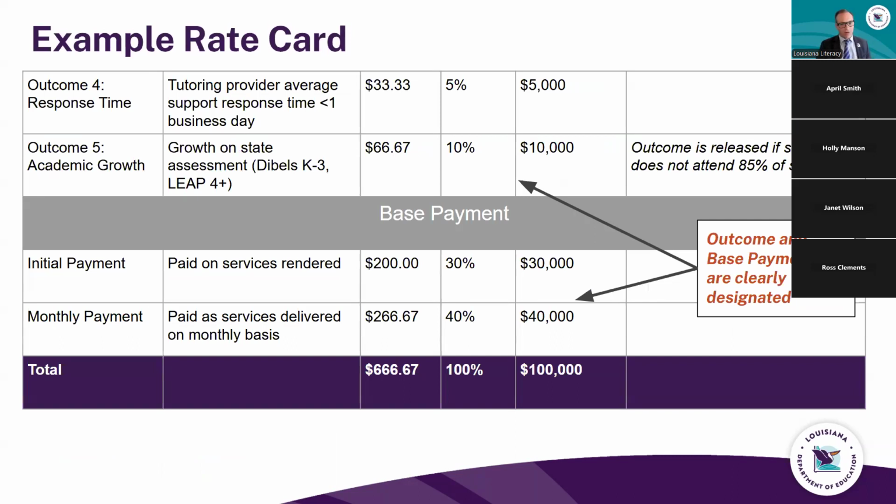All right, you can see here how the rate card clearly designates the outcome and base payments. This transparency helps vendors and school systems plan effectively and understand exactly how payments connect to student results. Again, I'd like to reiterate that the specific outcomes, metrics, payment amounts, and percentages listed here are simply examples. These are negotiated between the school system and the vendor and should be based on the system's specific needs and circumstances.